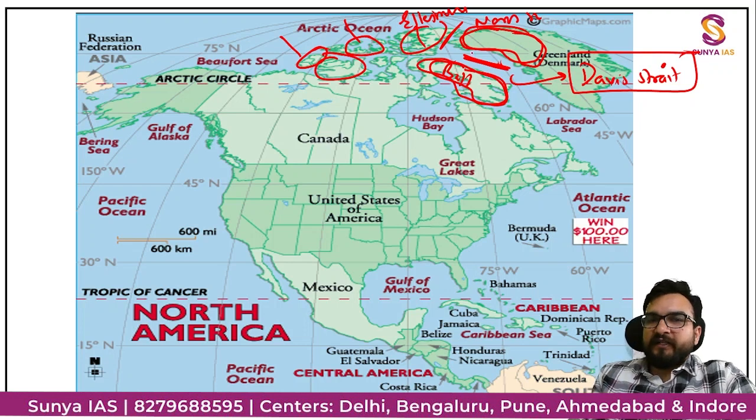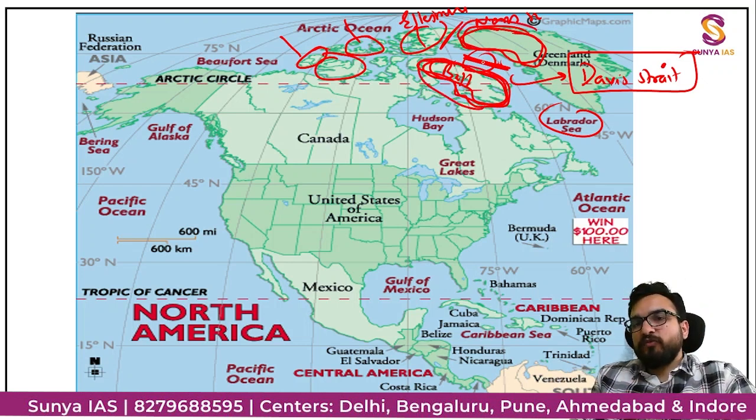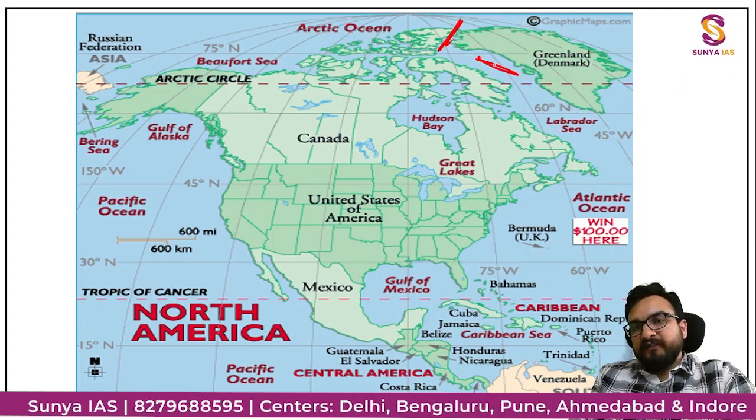So earlier I was saying that Baffin Bay or Labrador Sea is connected by this strait. No, what I meant was this particular landmass is basically separated by this strait, that is Davis Strait. So ultimately you have to remember this strait, this strait. Also one more strait you can see over here.